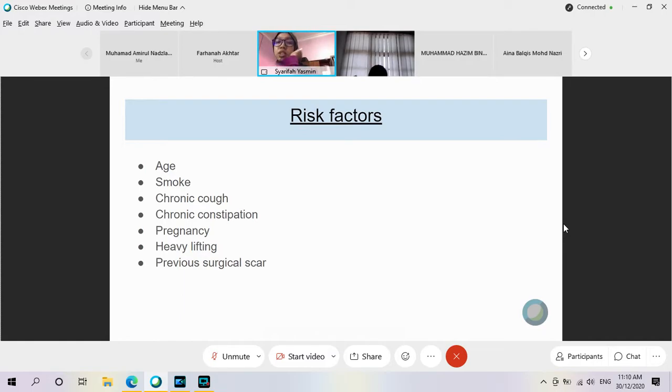And the last one is previous surgical scar. In Bailey and Love, it is stated that a person who has a surgical scar, even with perfect wound healing, only has 70% of the initial muscle strength. So this can increase the risk of getting hernia. That's all for the risk factors. Next.